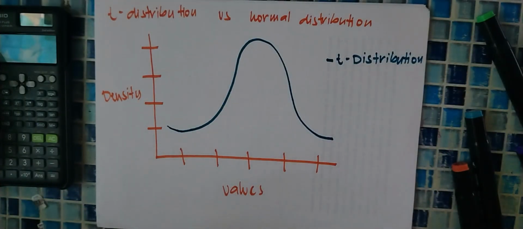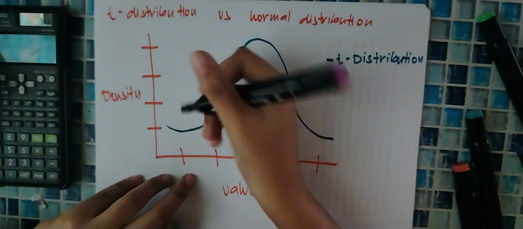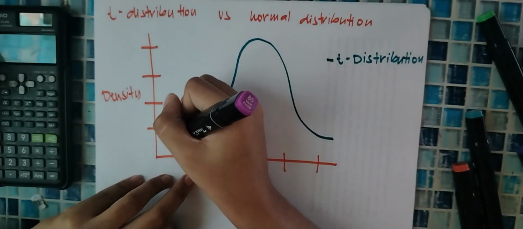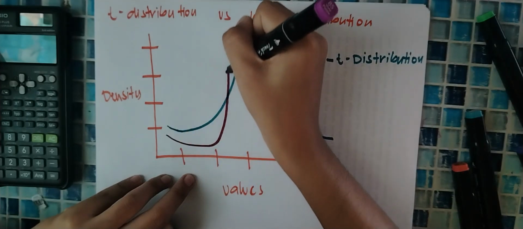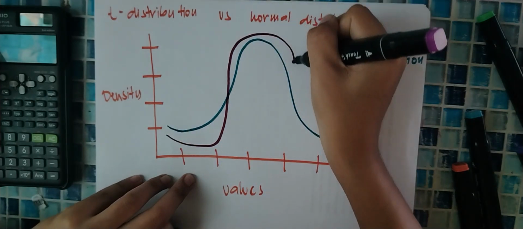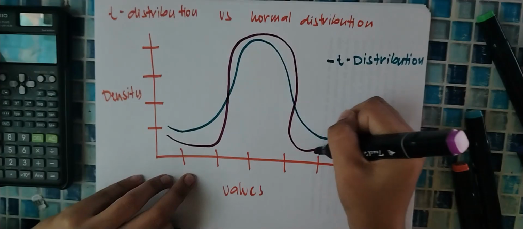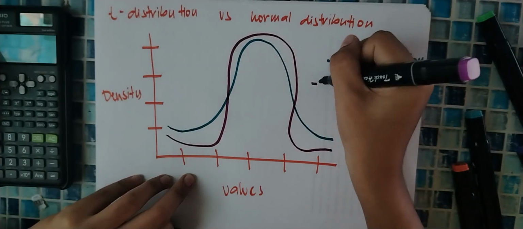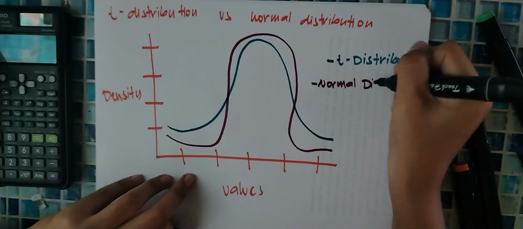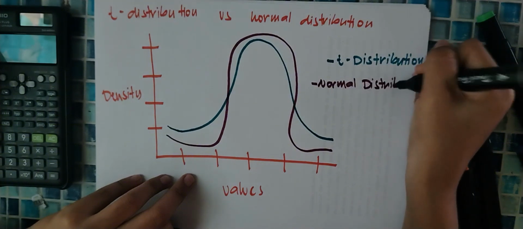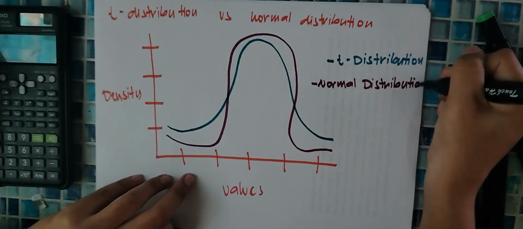And next, let's draw the normal distribution. So this is the normal distribution graph.